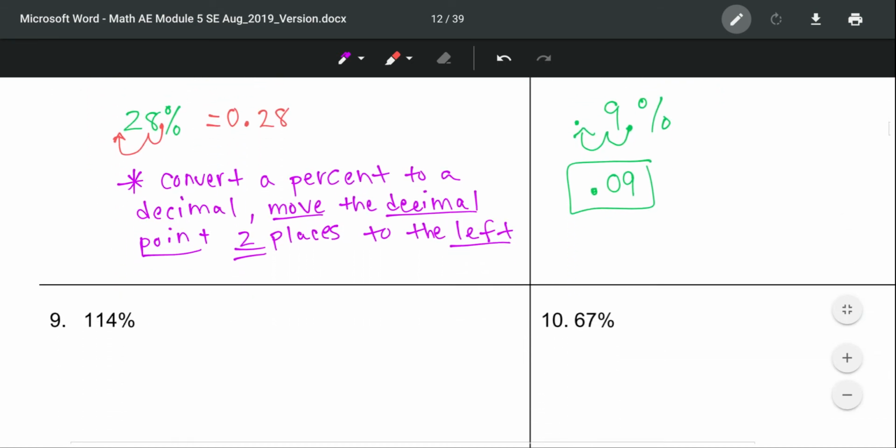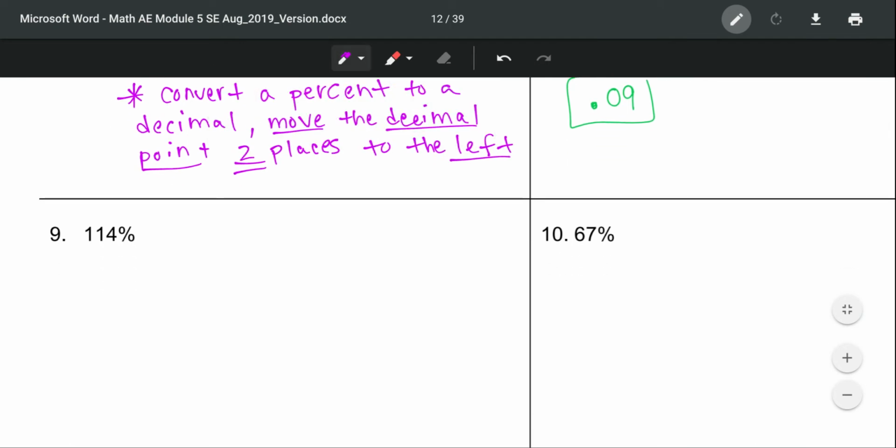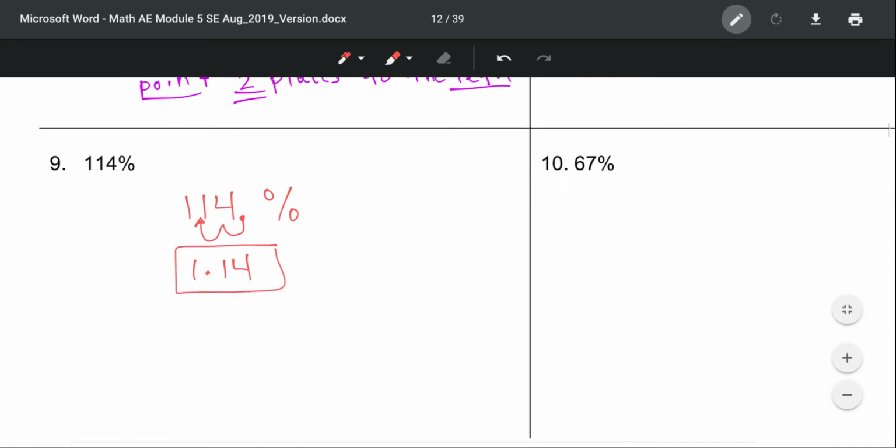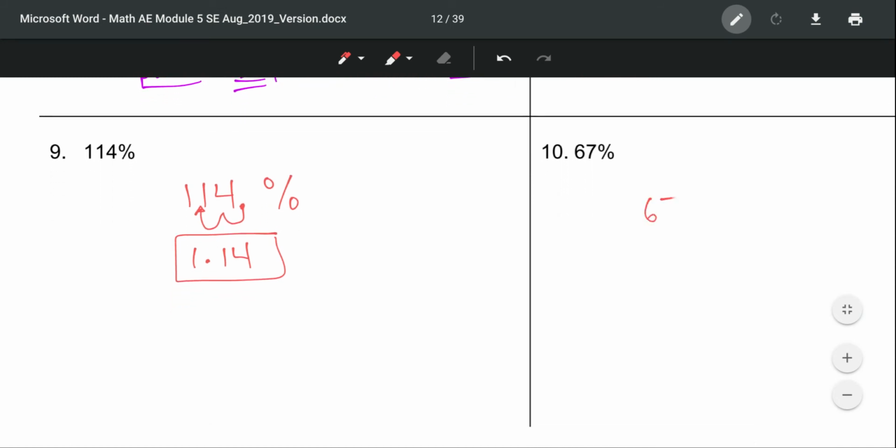So let's try example 9, doing the same thing. If you have 114%, the decimal point's right after the 4, so you can move the decimal over 2 places to the left. So that would be 1.14. So that would be the decimal equivalent of 114%. For 67%, the decimal is right after the 7, so you can move the decimal point 2 places to the left, and you get 0.67.